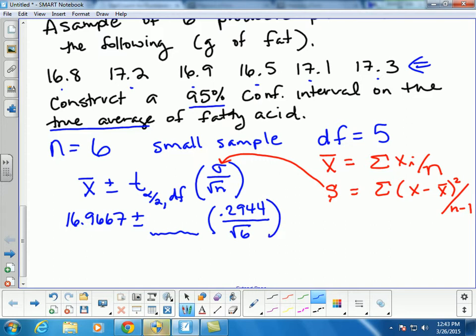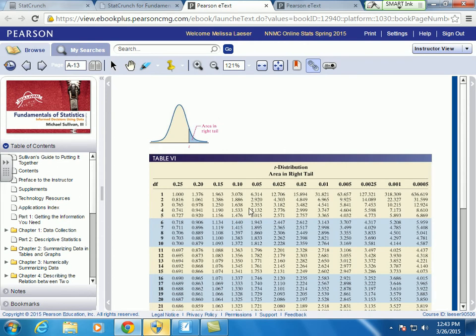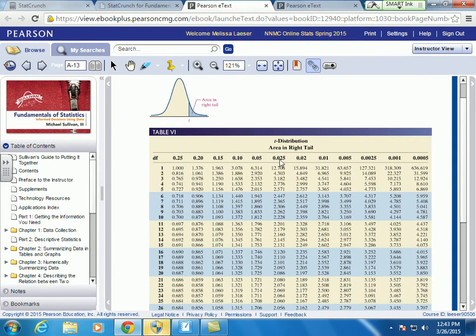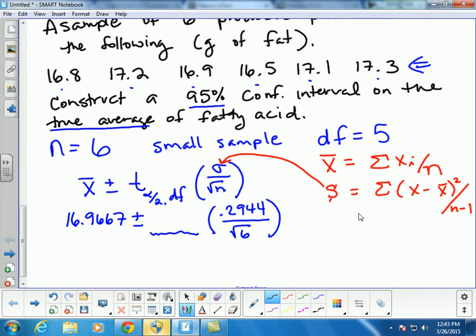Now the issue is, what am I going to put right there? So the way I'm going to do it is I'm going to go back out to my tables, and I want 0.025 in the tail, right? Because I'm doing a 95% confidence interval, therefore that's 0.025. I'm going to bound it like that. So I go to 0.025 with 5 degrees of freedom, and it's this number right here, 2.571. So the number that I care about is 2.571, and I got that from the table.